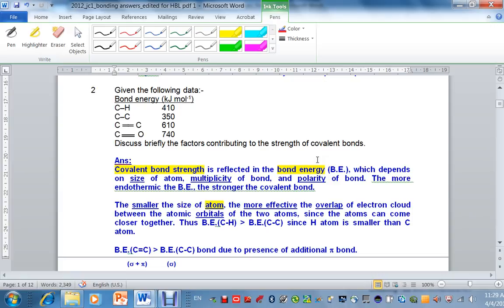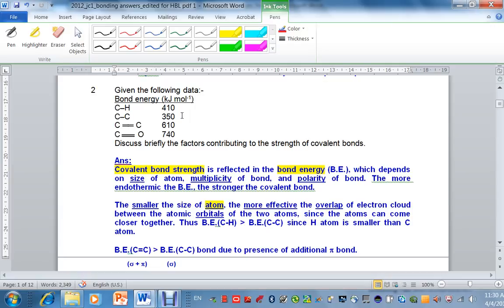Now we look at the first factor, which is size of the atom. Basically, a smaller atom means that the two atoms can approach one another more closely. This will allow for a more effective overlap of the orbitals of the two atoms, and as a result, the bond formed will be stronger. If you look at the first two values, compare C-H and C-C, you'll find that the C-H bond is stronger than C-C because the hydrogen atom is smaller than carbon.